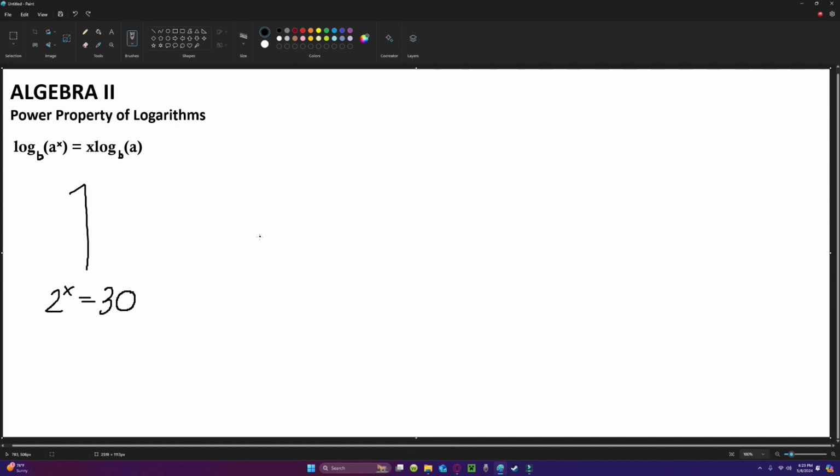So what we do first is we take these two equations and just put logs in them and still make them equal to each other. What I mean by that is we then go to log input 2 to the x equals log input 30. That's where we go from here.